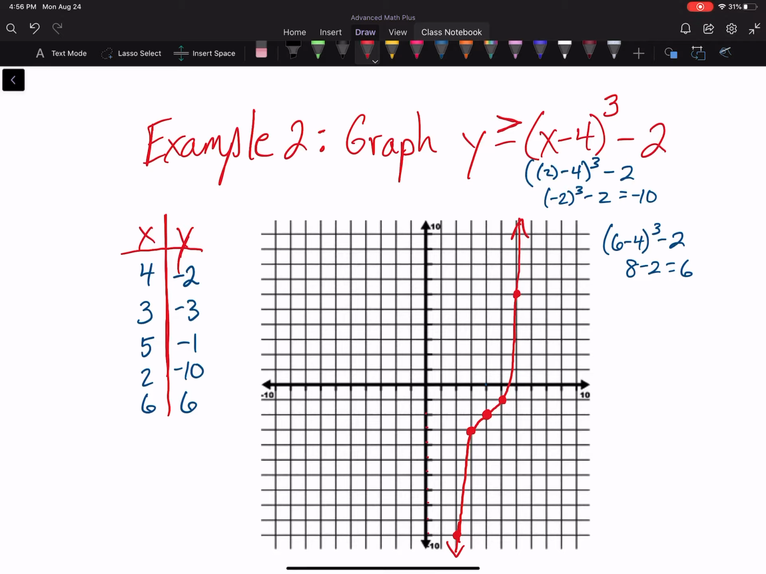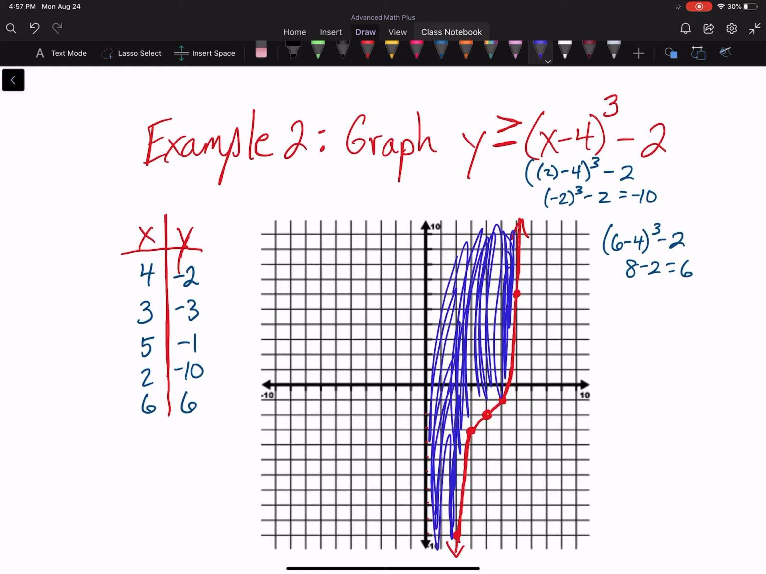Now, notice I drew a solid line, not a dashed line or dotted line or however you like to refer to it. It's a solid line because it was also equal to. And then for the shading part, I put my pen or pencil on the graph in the middle, and if it's greater than, I go up, and if it's less than, I go down. So this is greater than, so I'm going to shade everything above it.